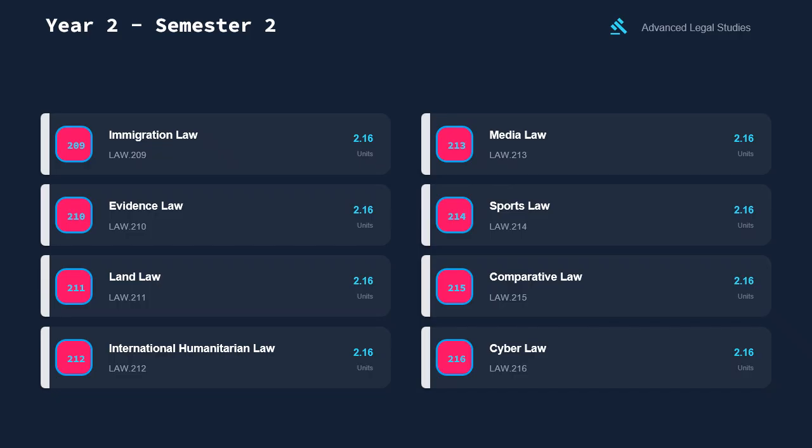Practical application: lawyers file bond motions and challenge detention conditions. They advise clients on rights during encounters with enforcement. Students analyze detention statistics and policy memos.